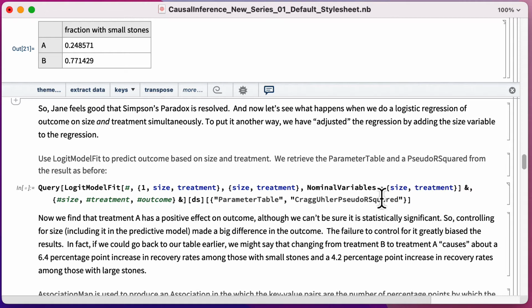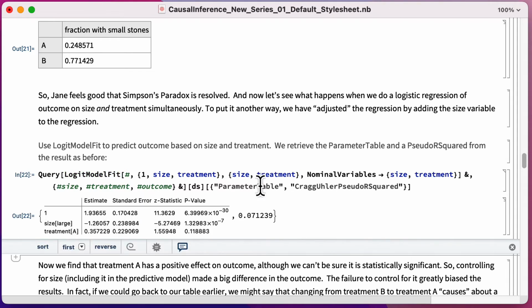Those are nominal variables, so I've told it that there. And let's get a parameter table and one of those pseudo R-squareds. And when we do that, we find that treatment A actually has a positive effect on the log odds, which is, roughly, well, we've discussed what log odds are, kind of like probability, but not, on having a good outcome.